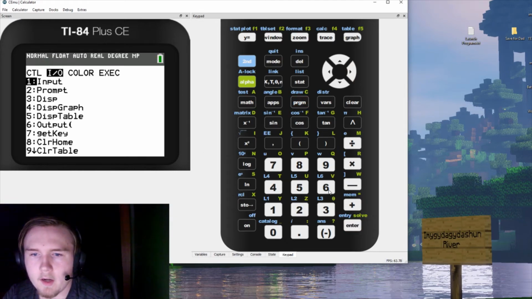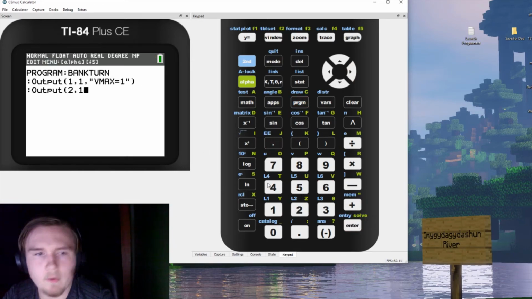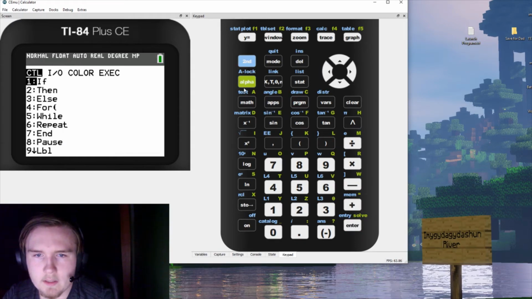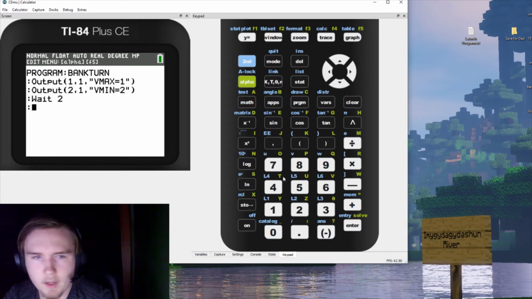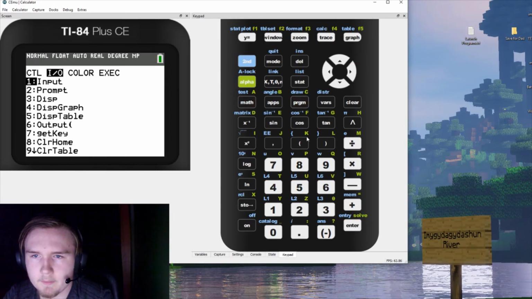Okay. Then you're going to output at 2 1, or 3 1 if you're on a non-color calculator, and you're going to say Vmin equals 2. And make sure to close your quotations. On the next one, you're going to say wait for 2. Again, pause if you are on a non-color.